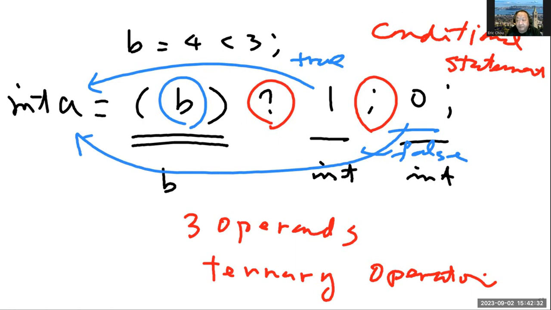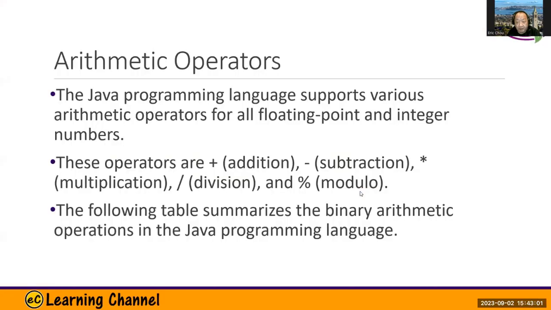Any questions so far? This is written in a different way in Python, okay? But we just mentioned there's a 1-operand operator, 2-operand operator, and 3-operand operator, okay? It's not always just 2, even though in most cases, they are 2 operands, okay?